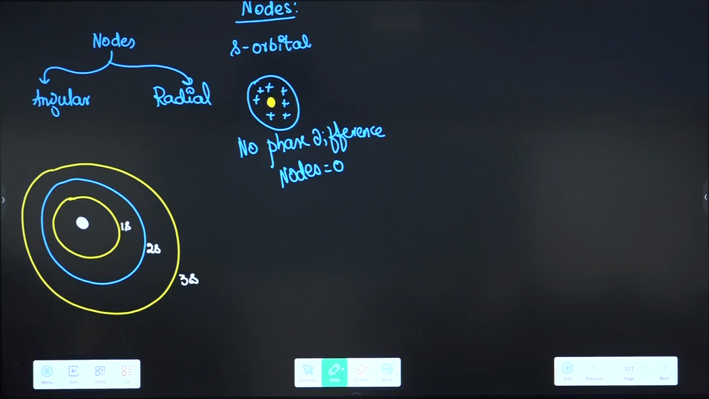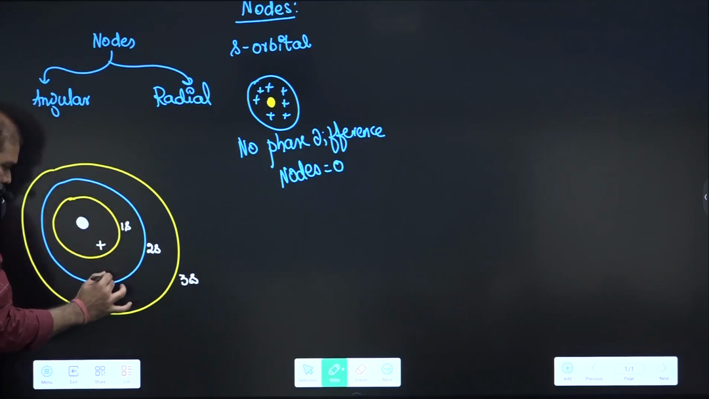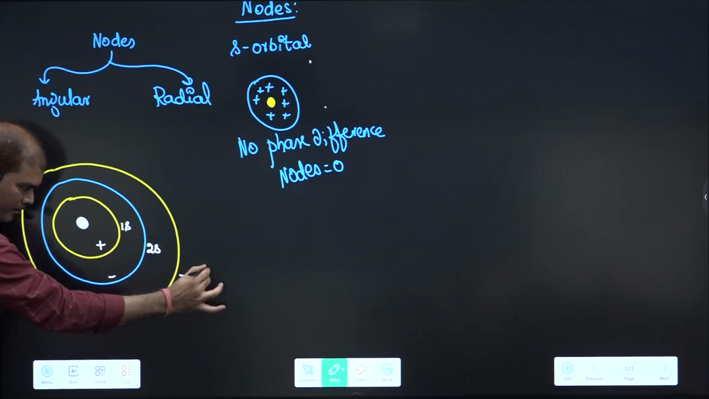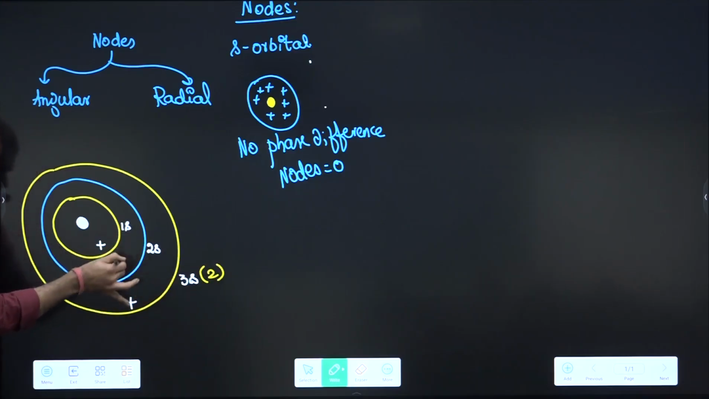Between 2s and 3s there is a nodal space, and it has to change the phase also. So if 1s is plus, 2s has to be minus completely, 3s has to be plus, and so on. You can note it. So how many radial nodes for 3s? For 3s how many radial nodes? 1, 2. For 2s how many radial nodes? 1. For 1s, 0.